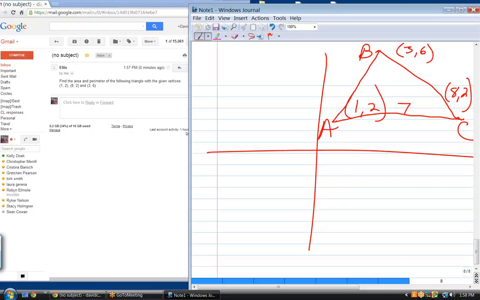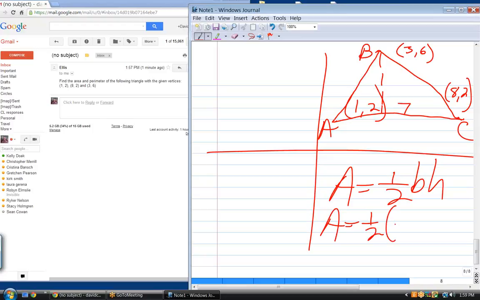The area of a triangle is, what's the general formula? Base times height divided by 2. I prefer to think of it as 1/2 base times height. Same thing, but it's easier to remember if you start with the 1/2. Okay? So, if I can figure out that height, I know my base is 7. So the area is 1/2 of 7. What's the height?